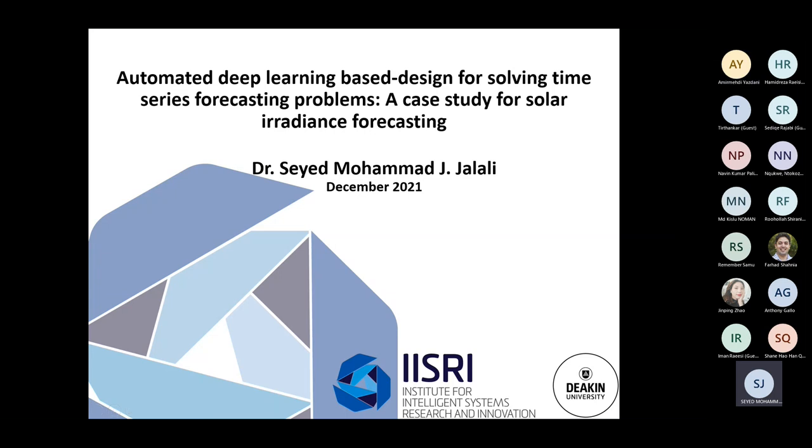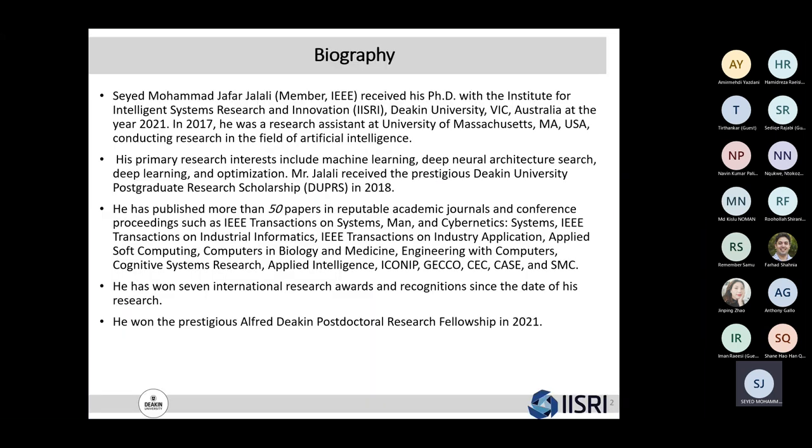Thank you so much, dear Amir, for having me for this session. My name is Mohammed Jalali. I got my PhD from Deakin University with the Institute for Intelligent System Research and Innovation. And the topic that I'm going to talk about today is automated deep learning based design for solving time series forecasting problems. Case study for solar irradiance forecasting. Here is a brief view of me. I'm a member of IEEE since the year 2018. And the thing is my primary research interests are machine learning, deep learning, and optimization, especially my expertise in deep neural architecture search, the topic that I'm going to introduce to you today.